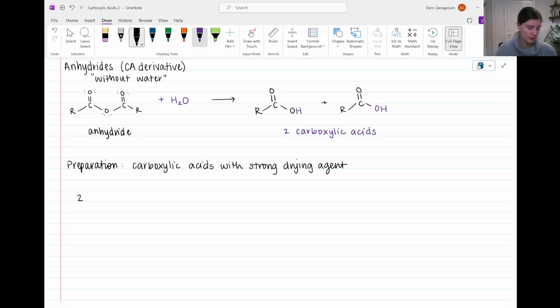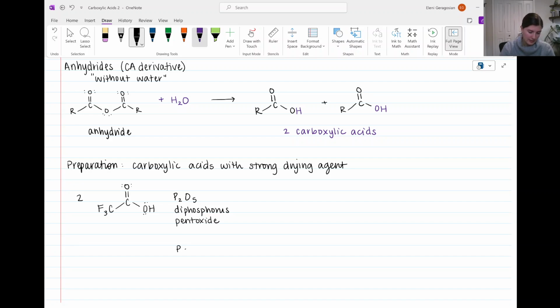In this example, we'll show a specific molecule, trifluoroacetic acid. Remember that having an electronegative atom like fluorine near the carbonyl carbon increases the reactivity of that carbon. If this is our carboxylic acid and we add a drying agent, here's one strong drying agent. This is diphosphorus pentoxide. This is a strong drying agent.